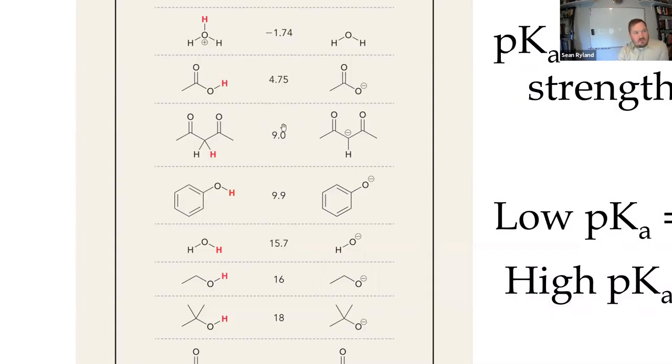This also means that we can compare these and say, okay, if we're looking at these two compounds, acetic acid versus this ketone, this diketone actually does have an acidic proton it can give up, but it's a pretty weak acid. It doesn't give up that proton until you get up near a pH of 9. So that would allow us to say, okay, between these two, acetic acid is the stronger acid because it has the lower pKa.